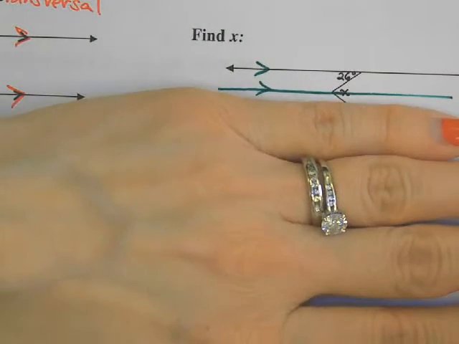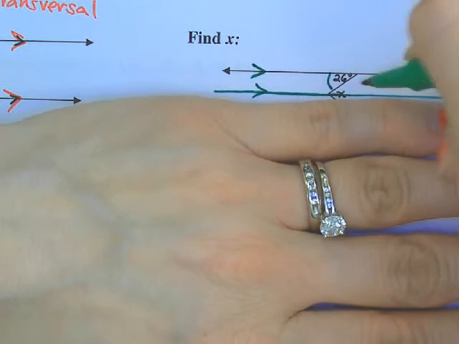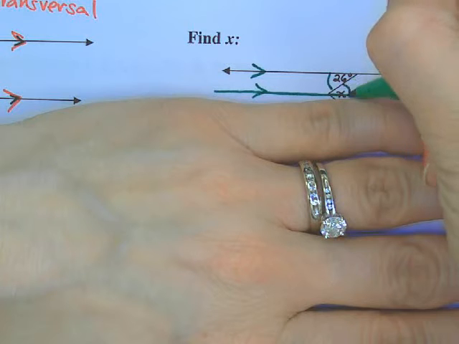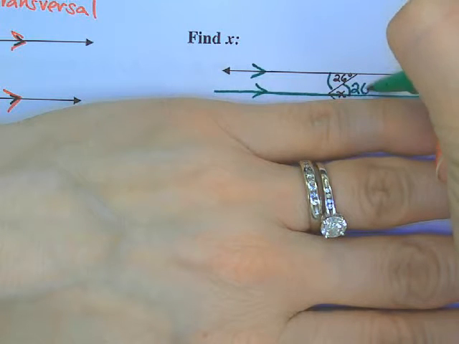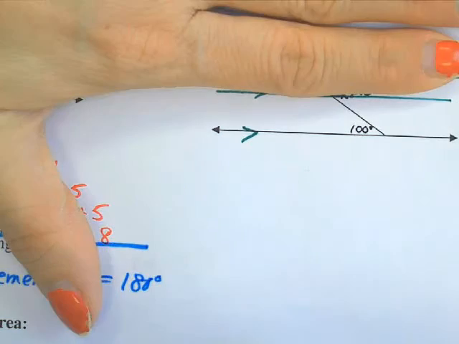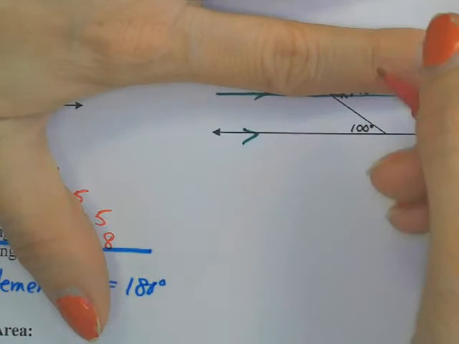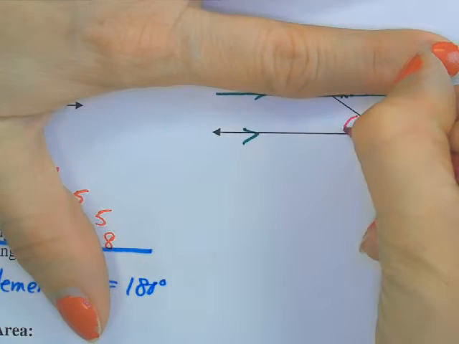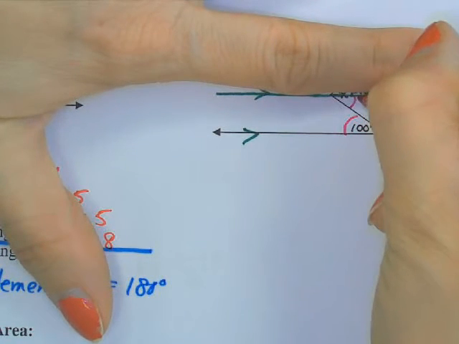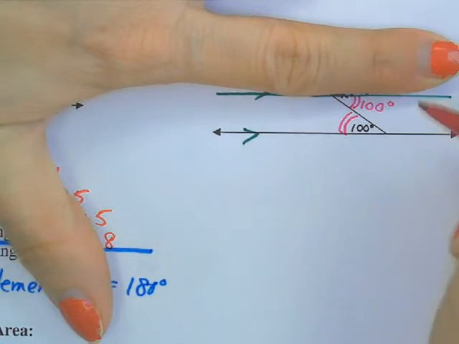Now if we only look at these two parallel lines, 26 is alternate interior with this one right here. So that one's 26 degrees. Okay, now look at these bottom two. Since these are alternate interiors, 100 degrees there goes with 100 degrees here, so that one is 100 degrees. It's a very bad picture because it doesn't even look like 100, but not drawn to scale.